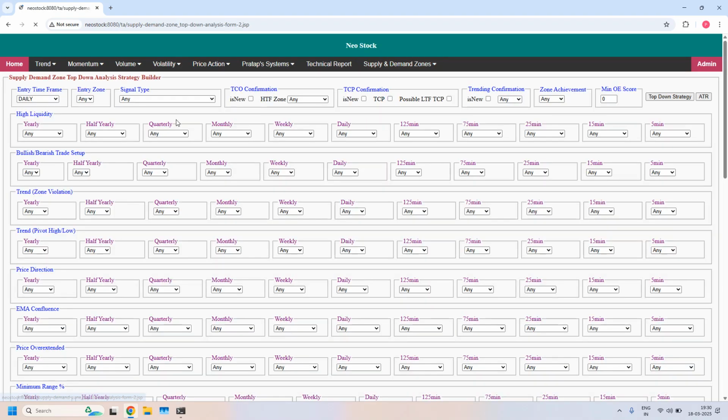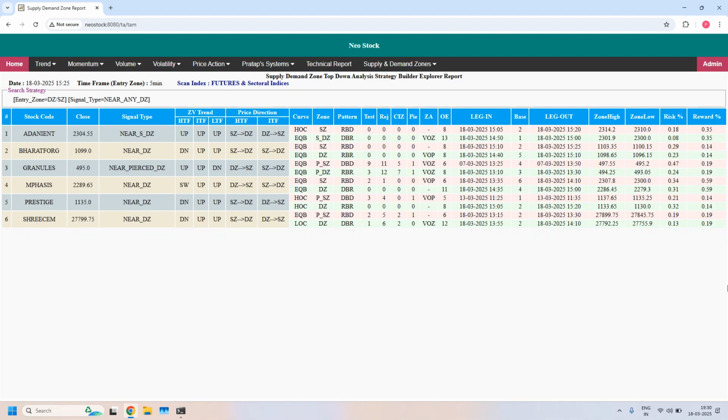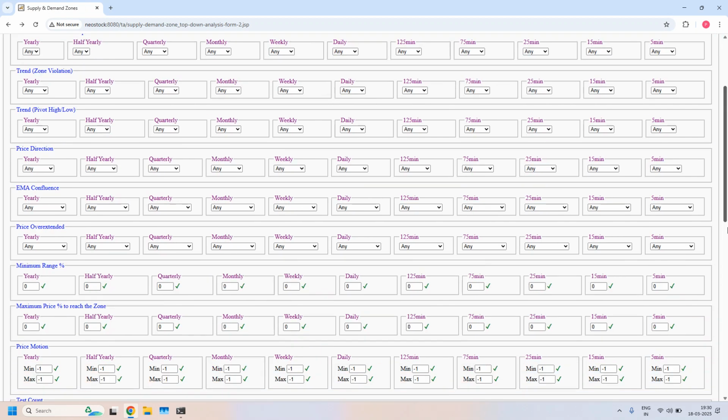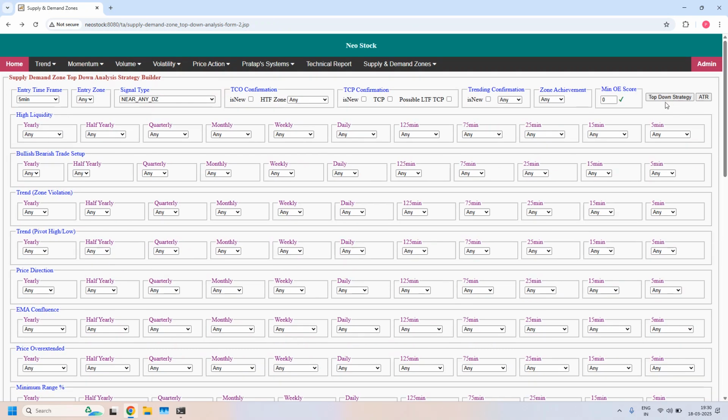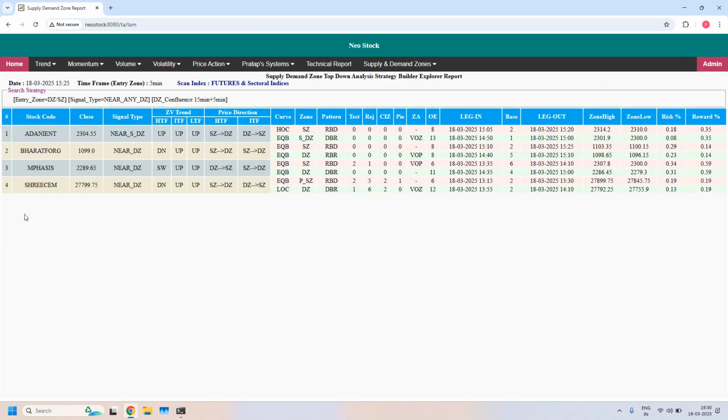Okay, next time frame is the 5 minutes. Stocks near 5 minutes demand zone. We got 6 stocks. Let us verify how many of these zones are having ITF confluence. That is 5 minutes demand zone with 15 minutes demand zone confluence. Enable the filter. So we got 4 stocks. These 4 5 minutes demand zones are overlapped with 15 minutes demand zone.